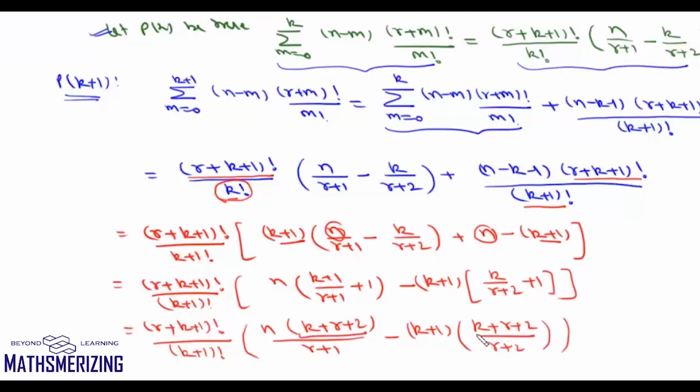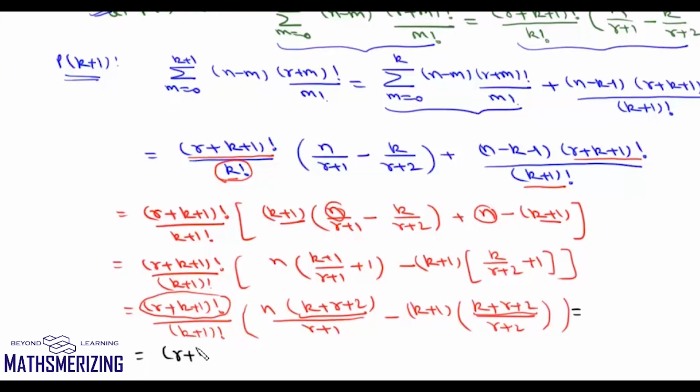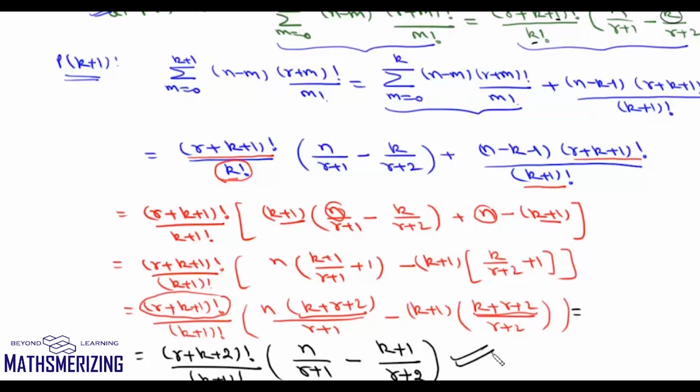Now we'll take k plus r plus 2 common, and if we'll multiply it with r plus k plus 1 factorial, we can write it as r plus k plus 2 factorial upon k plus 1 factorial, and here we'll get n upon r plus 1 and minus k plus 1 upon r plus 2, and that is r plus k plus 2 upon k plus 1, and this is k plus 1. So that means Pk plus 1 is also true. So using mathematical induction, we can say this result is correct.